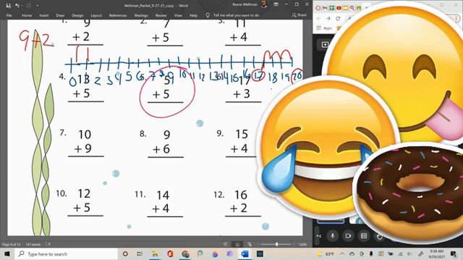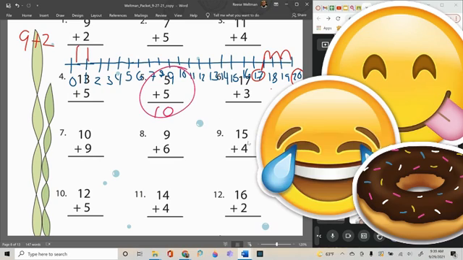So in this case, who knows what the answer is to 5 plus 5? Riley? I see a hand up. Who's got that one for me? Say it. What's 5 plus 5? 10. That's right. 5 plus 5 is 10.